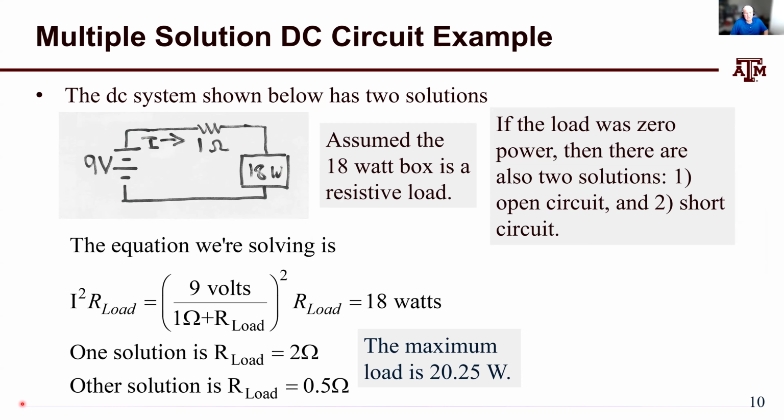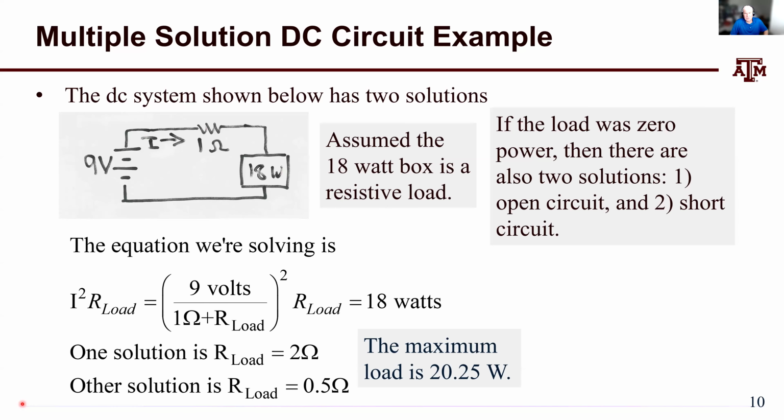One solution is the load is 2 ohms, which means we have 3 ohms of total resistance. So we've got 3 amps squared times 2 is 18 watts. Another alternative is the load is a half ohm, then we'd have 6 amps of current, and again, we'd have 6 squared times 0.5, so we'd have 18 watts. In both cases, we're supplying 18 watts, but they're quite different solutions.